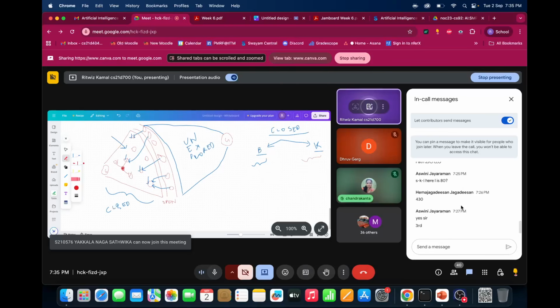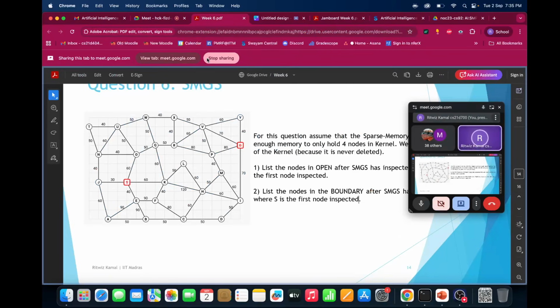Now we can be given a graph and we can have different limitations on the size of the kernel that we have. Okay, for that let's go back to the question that we had.